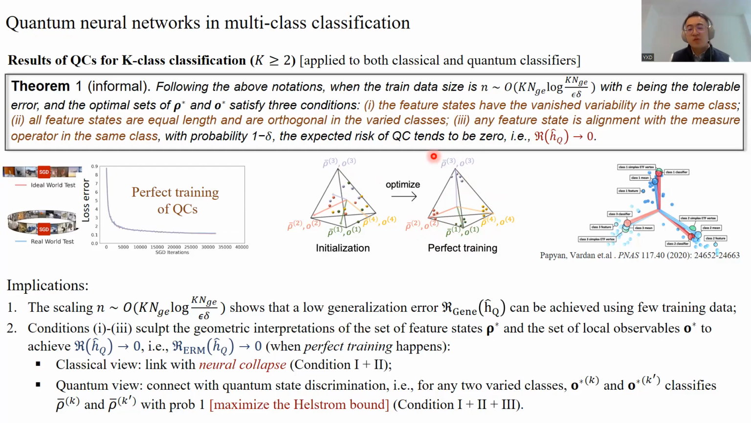From the classical deep learning view, this geometrical understanding coincides with the neural collapse phenomenon encountered in deep networks. This phenomenon means that when the perfect training happens for deep networks, we can see the feature state in the last second layer also follows this geometrical structure. And from a quantum view, we can connect this result with quantum state discrimination, which means that for any two different classes like O star k and O star k prime, it can classify rho bar k and rho bar k prime with probability 1. This maximizes the Helstrom bound.